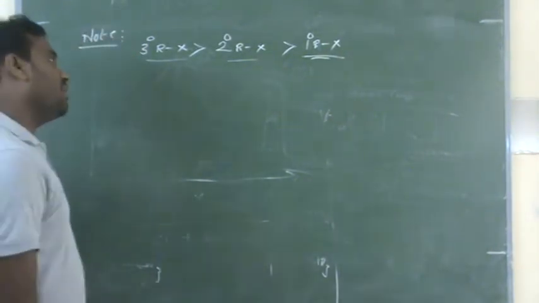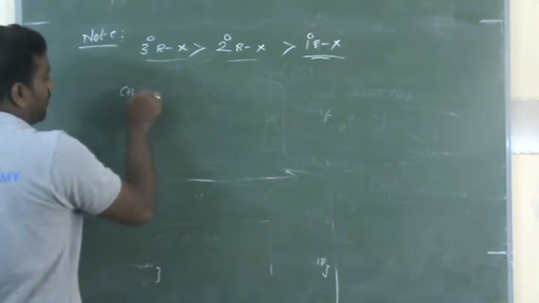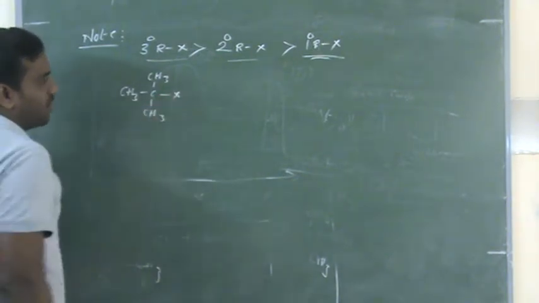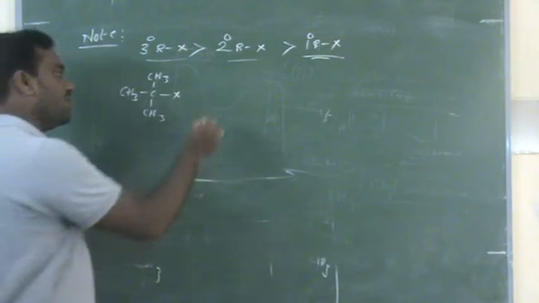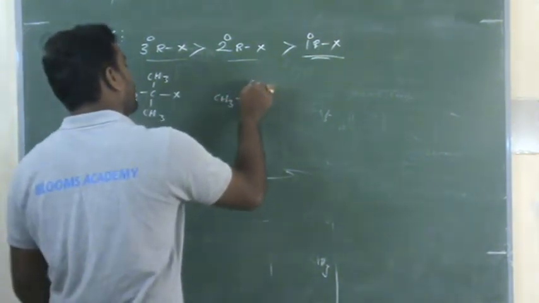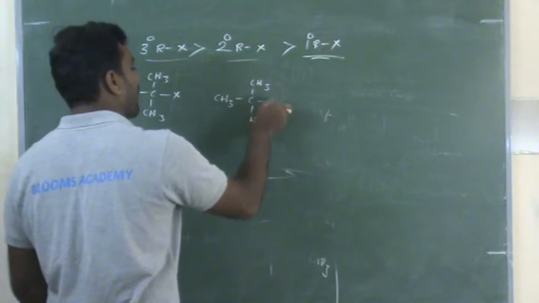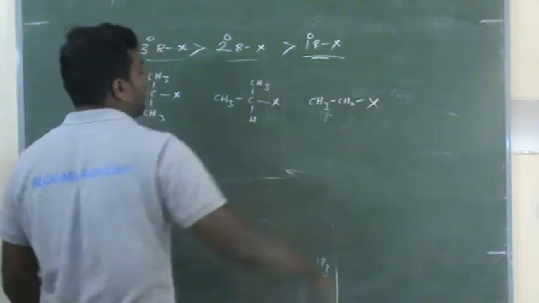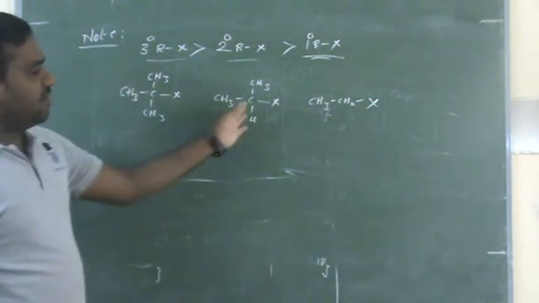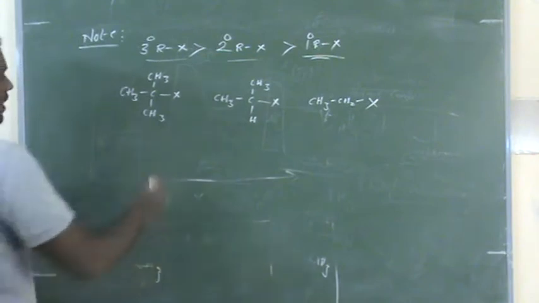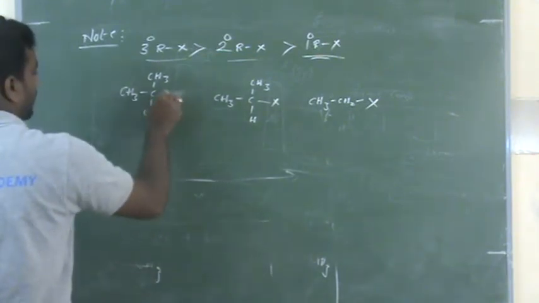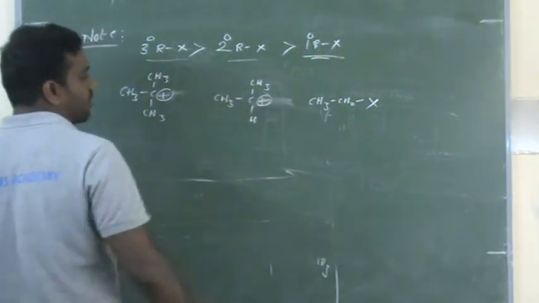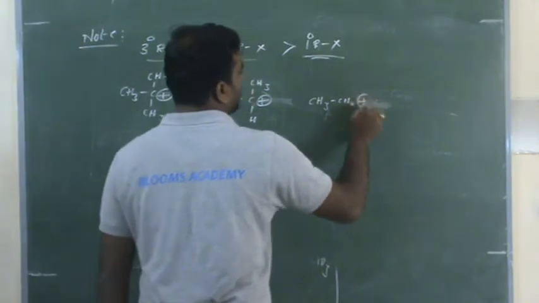Why are tertiary alkyl halides more reactive? Suppose we take CH3, CH3, CH3, X. This is a tertiary alkyl halide. When you come to the secondary, CH3, CH3, H and X is the secondary. What is the primary? CH3, CH2, X is the primary. So after breaking this C-X bond, we get the tertiary carbocation here. After breaking this C-X bond, we get the secondary carbocation. After breaking this one, we get which one?